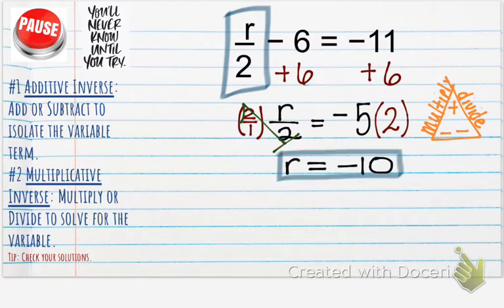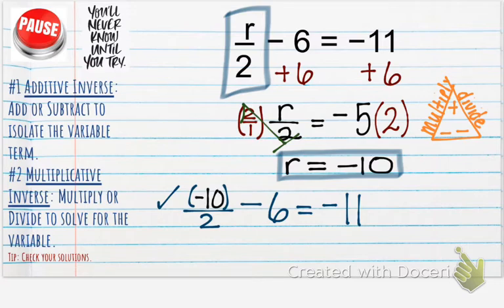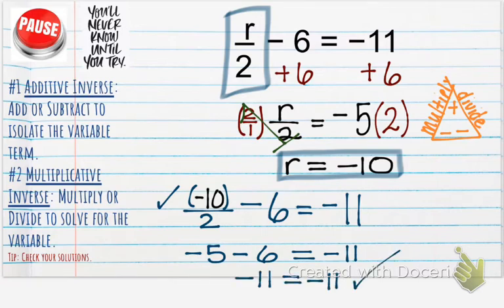Now remember, check your work. So let's rewrite the problem and substitute the r with the value we found, which is negative 10. What's negative 10 divided by 2? Negative 5. Now same signs, what do we do? We add and keep the sign. So what's negative 5 plus negative 6? Negative 11. And that's how you know you got it right.